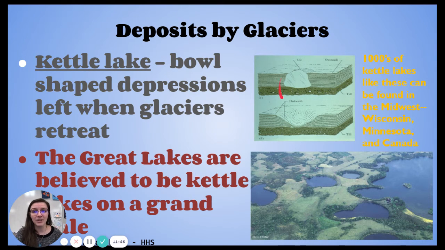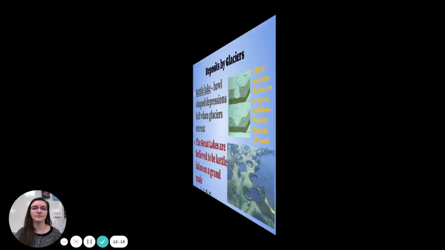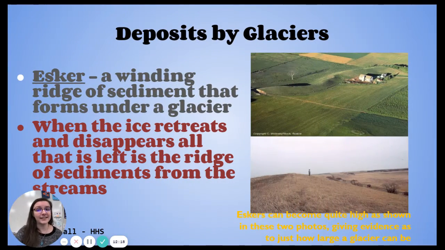Other deposits by glaciers: a kettle lake is a bowl-shaped depression left when glaciers retreat. So a chunk of ice will get stuck in a hole in the ground or will fill in a spot in the ground. Eventually, all of this ice will melt, and you're left with a pretty clearly bowl-shaped hole in the ground. Lots of the time, these become lakes. The Great Lakes, Huron, Ontario, Michigan, Erie, and Superior, are believed to be giant kettle lakes, exactly like this, that formed because of glaciers.